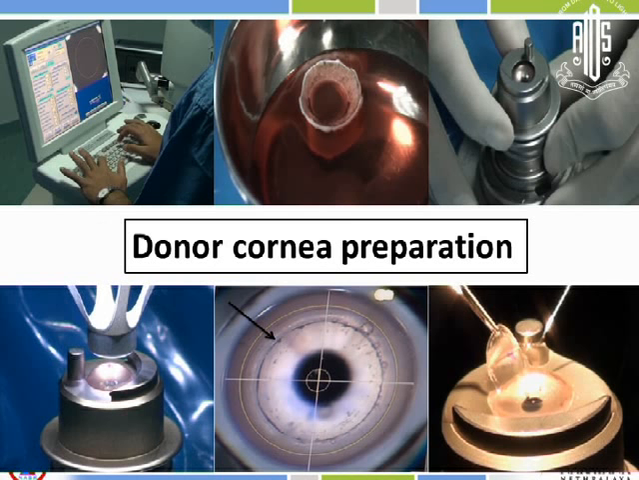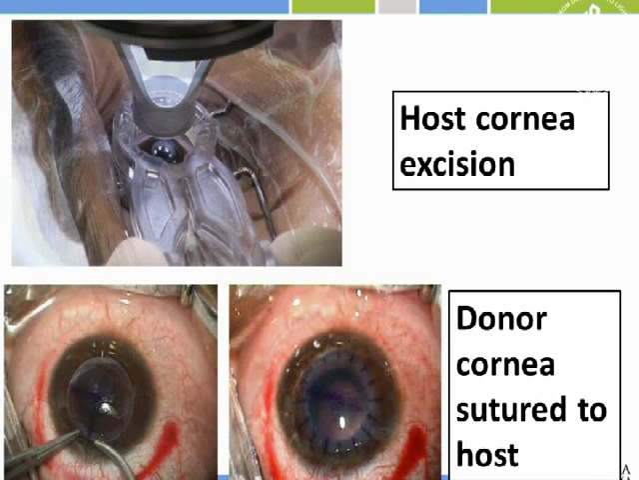The donor cornea preparation was as follows. The laser parameters were entered into the computer. The donor cornea, which was preserved in LK medium, was mounted on an artificial anterior chamber. Docking was performed, and the laser was used to cut the cornea in the desired configuration. Similar steps were used for host corneal excision. However, a small change was the use of a suction ring for stabilization of the globe. The donor was then sutured to the host using 16 interrupted sutures of 10-0 nylon.